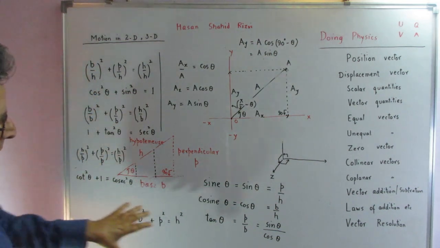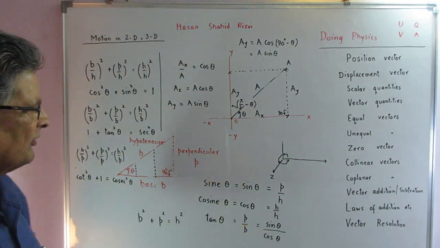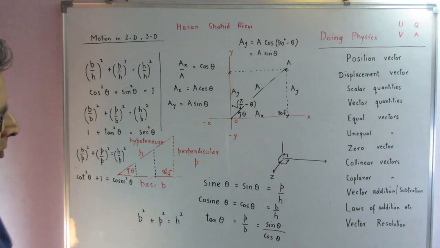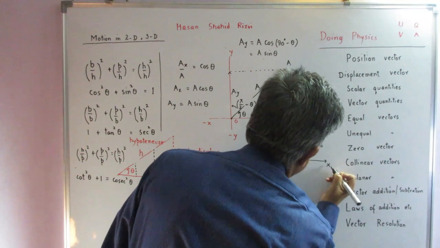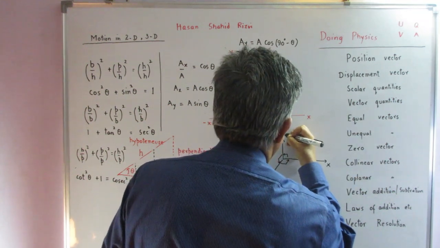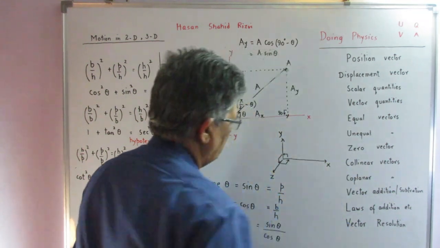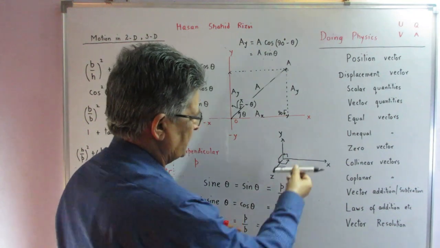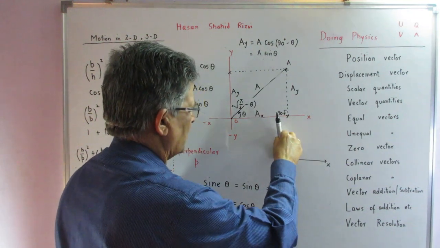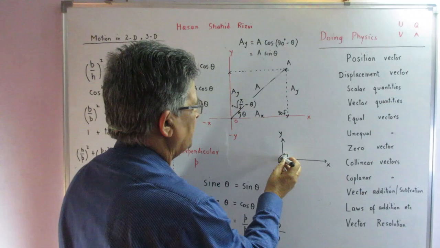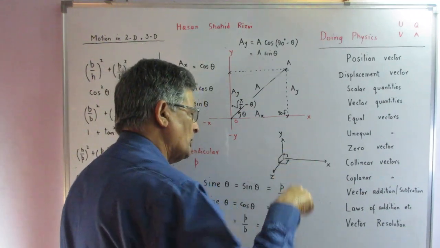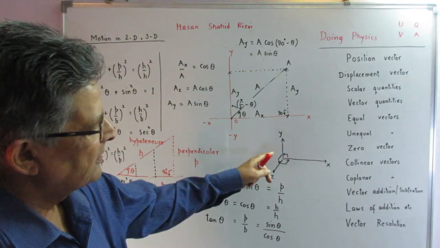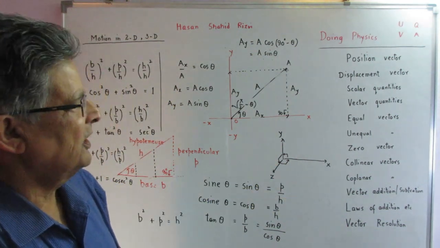So with the help of what I have introduced, I have introduced to you the three-dimensional system, x, y, and z. My x is like this, my y is like this, and my z is like this. So the opposite direction to z is into the board, and this direction is out of the board.